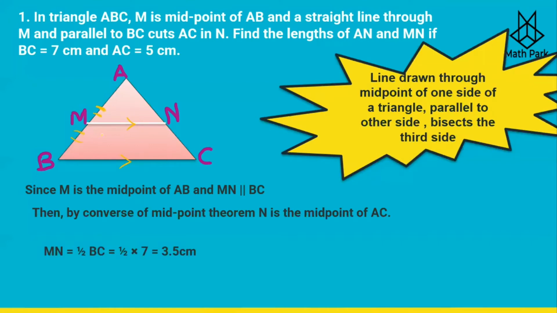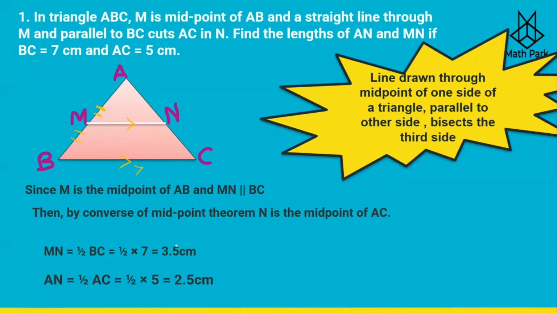Now the BC value is given as 7 centimeter, right? So you have MN. Now by midpoint theorem, M is the midpoint of AB and N is the midpoint of AC. So the line segment joining the two midpoints, by midpoint theorem, is parallel to BC and also half of it. So you have MN is equal to half BC, which is half of 7, that is 3.5 centimeter.